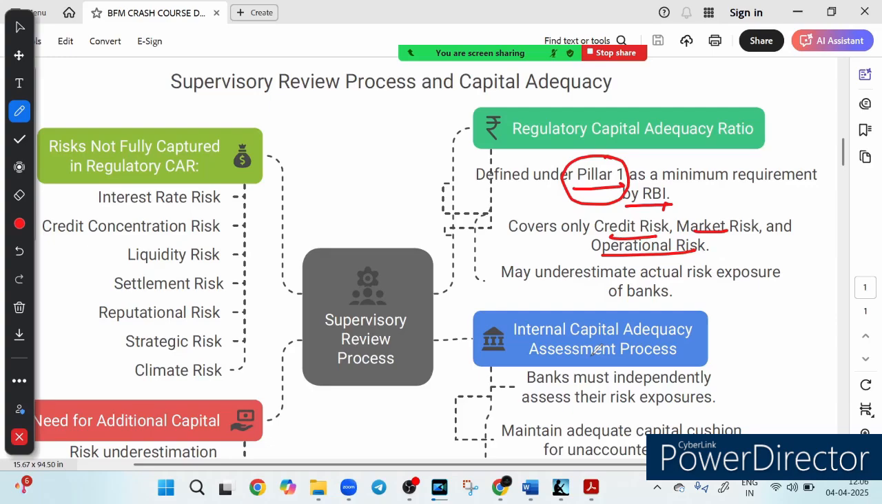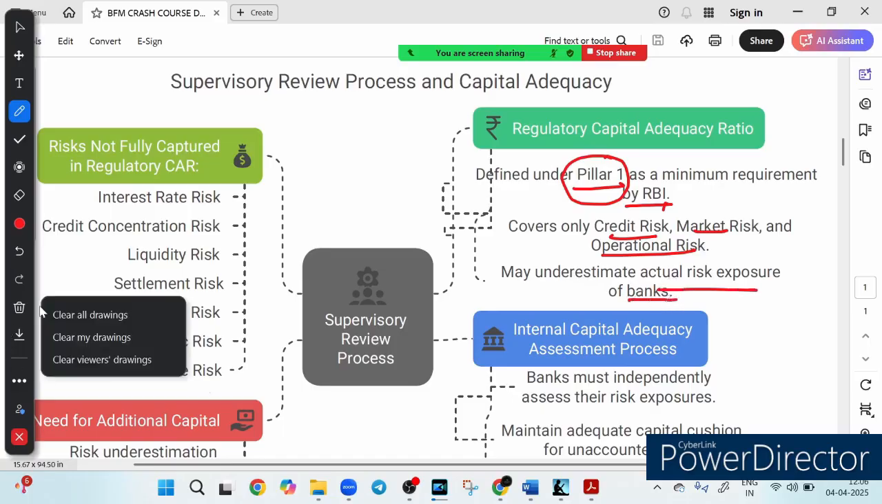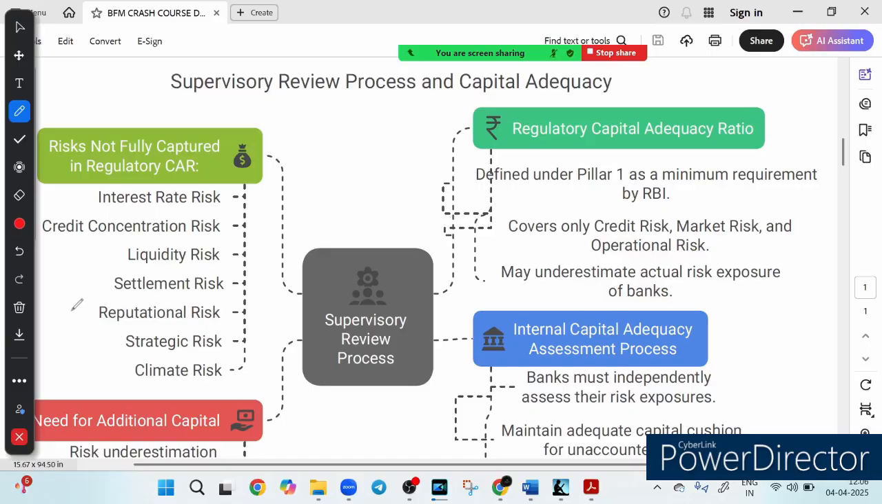Now the problem is that CAR may underestimate the actual risk exposure that the bank faces. What are the risks which are not fully captured in regulatory CAR? You can see interest rate risk, where a change in rates can impact a bank's profitability. Second is credit concentration risk.